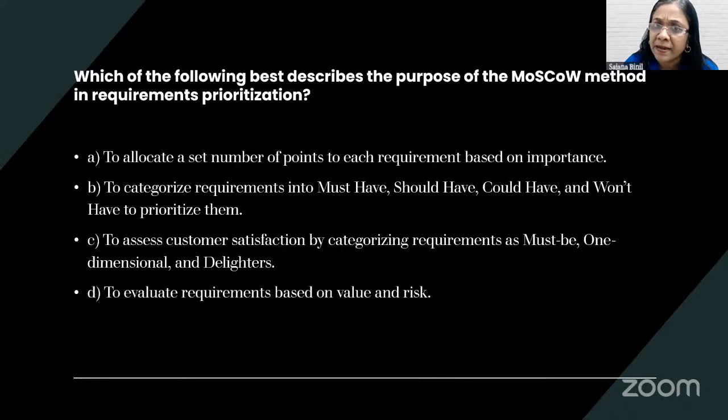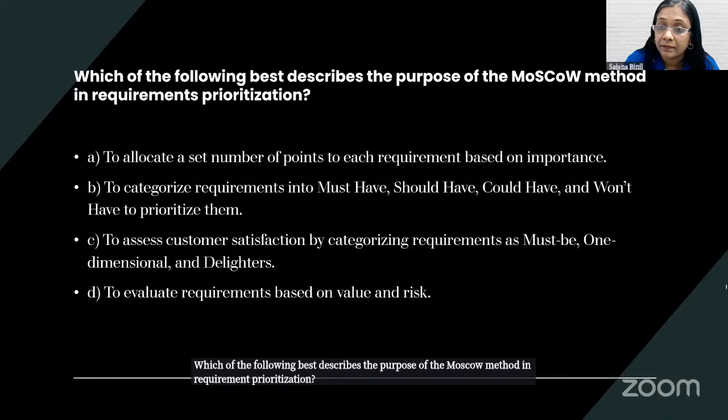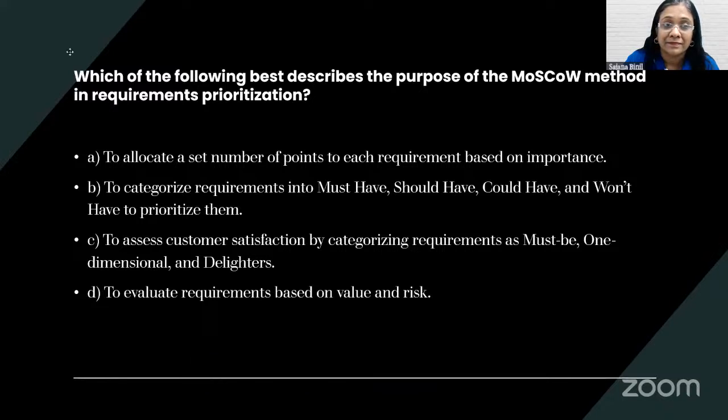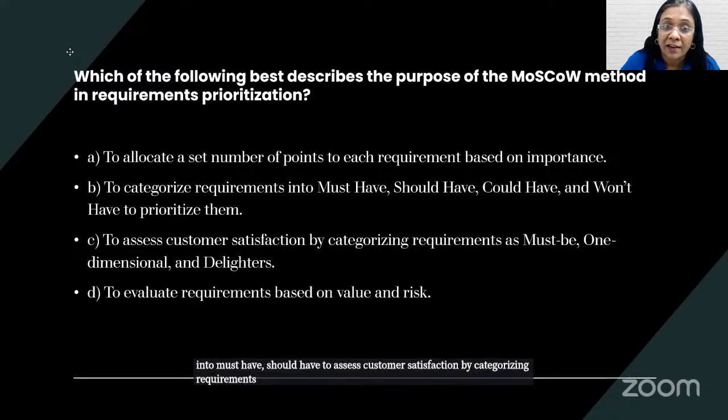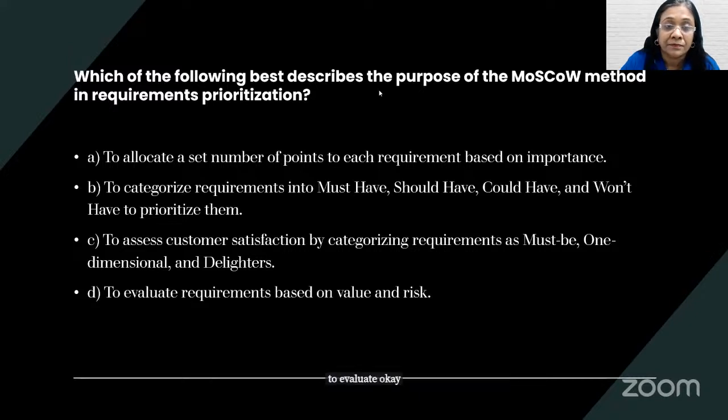Which of the following best describes the purpose of the Moscow method in requirement prioritization? To allocate a set number of points, to categorize requirements into must have, should have, to assess customer satisfaction by categorizing requirements, to evaluate. Okay, people have written the option. Yes, that's correct. This was pretty straightforward.